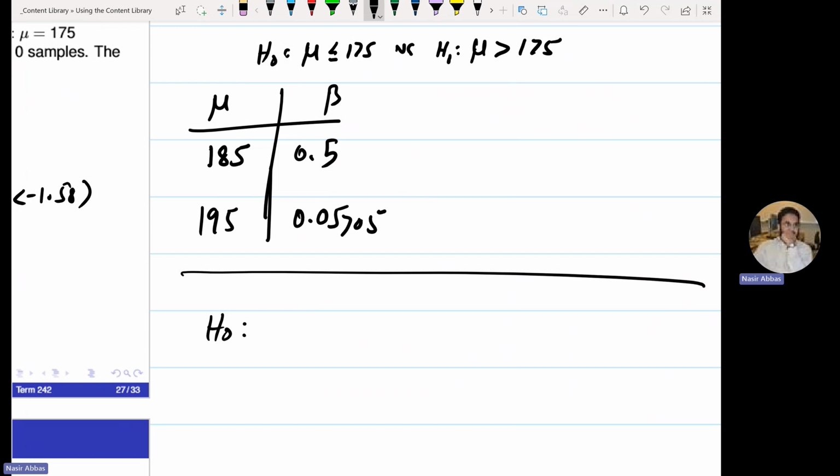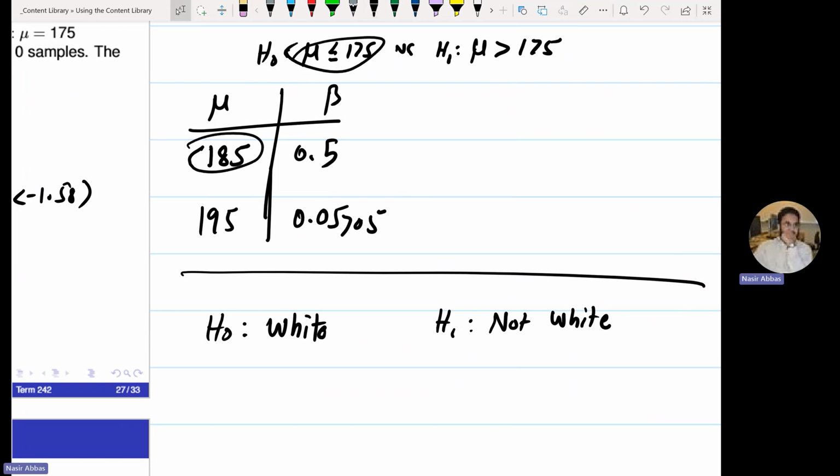H naught is the person is wearing white clothes. And H1 is the person is not wearing white clothes. If my sample information comes from Jasir, Jasir is not wearing white clothes, what are the chances that I will make error? Because the color is very close to white, right? The chances I will make error are very high because H1 is very close to H naught. This 185 is very close to 175.